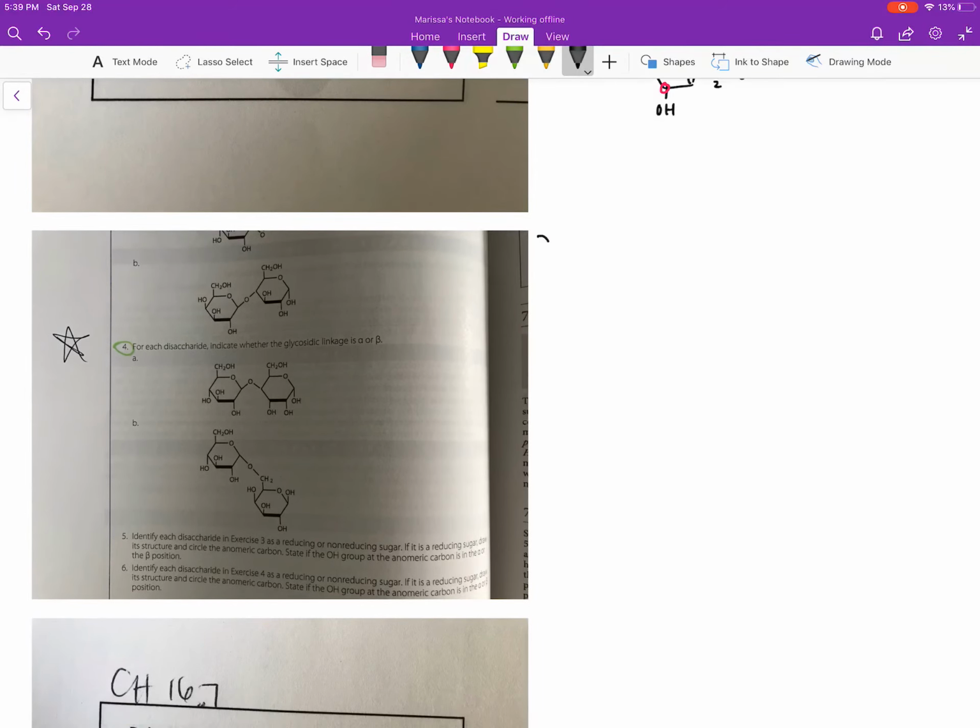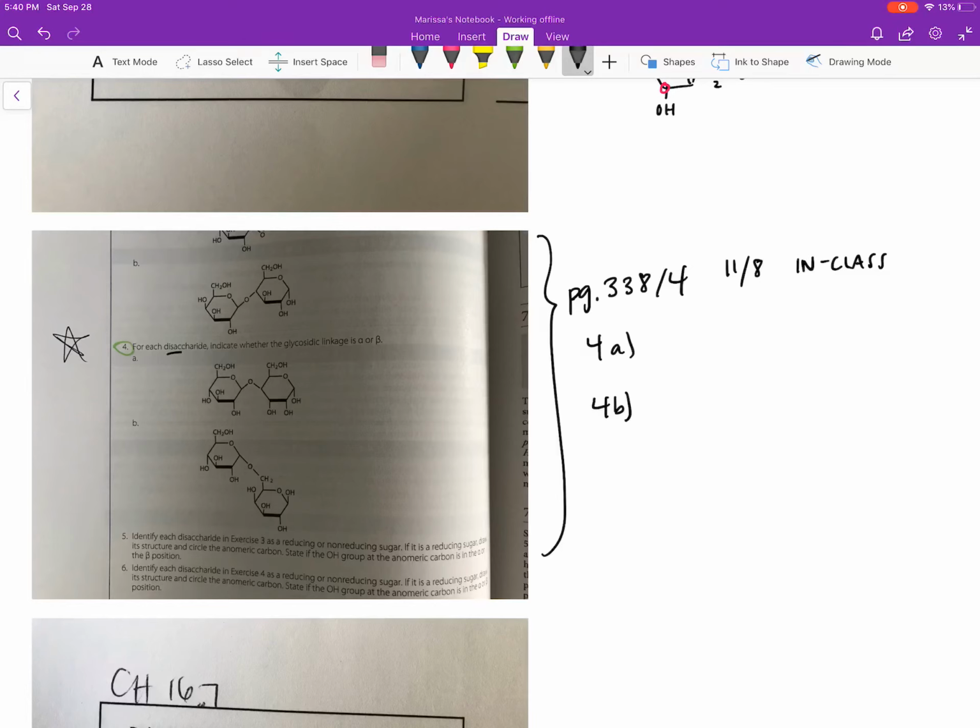So this is on page, goodness, where did my notes go? Should be on page 338, question 4. And just make sure at the top you write that today is November 8th and this is your in-class assignment. And we're going to answer question 4A and 4B. So it says, for each disaccharide, indicate whether the glycosidic linkage is alpha or beta.